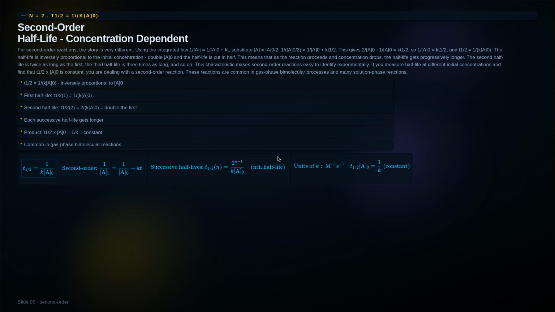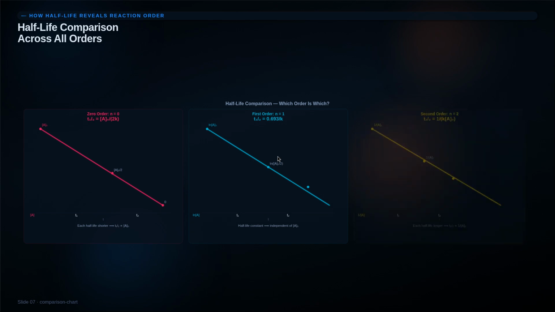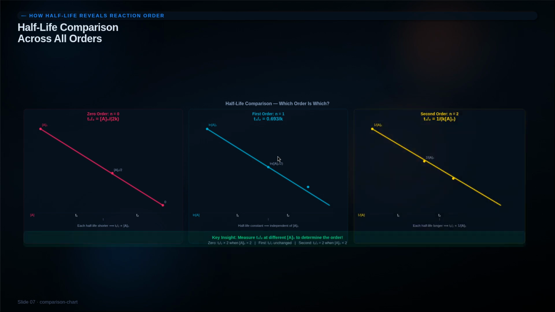This characteristic makes second-order reactions easy to identify experimentally. If you measure half-life at different initial concentrations and find that T 1/2 times A0 is constant, you are dealing with a second-order reaction. The stark contrast in half-life behavior across reaction orders provides one of the most reliable experimental methods for determining reaction order.